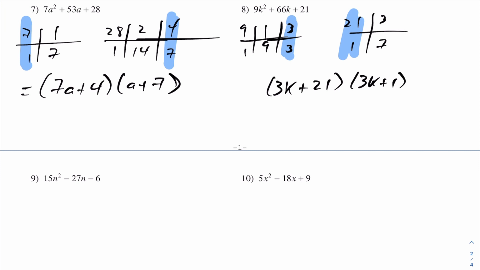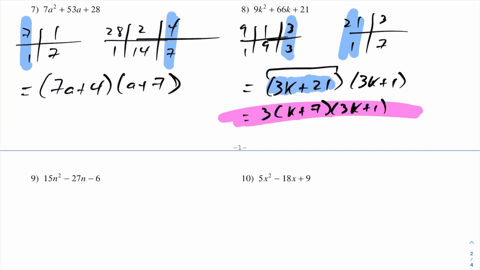So you'll notice with this question, something interesting happens. I end up finding one of the factors has a common factor inside of it. What that tells me is that the original question I could have factored before I did my math, because this is not fully factored. If you notice here, I can GCF a 3 out of this binomial, which is going to give me 3 times k plus 7 times 3k minus 1. And that is your complete, fully factored answer.